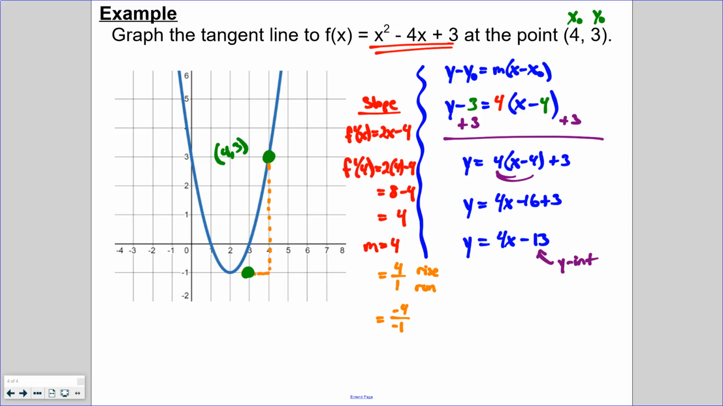And then all that's left is to draw our tangent line. So that just means we're going to connect these two dots. And there we go. This line is y is equal to 4x minus 13, and we have graphed the tangent line to f of x equals x squared minus 4x plus 3 at the point 4, 3. And there you have it, folks. That is finding the equation of the tangent line to a polynomial at a point.